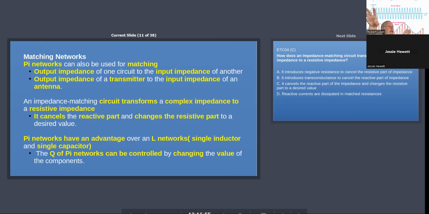So if you've got an antenna that, say, was 72 ohms resistive and 35 ohms inductive, then this would not only get rid of the inductive reactance, but it would change the resistance to look like 50 ohms. I don't totally understand how that works, but I know how to do it on a Smith chart.